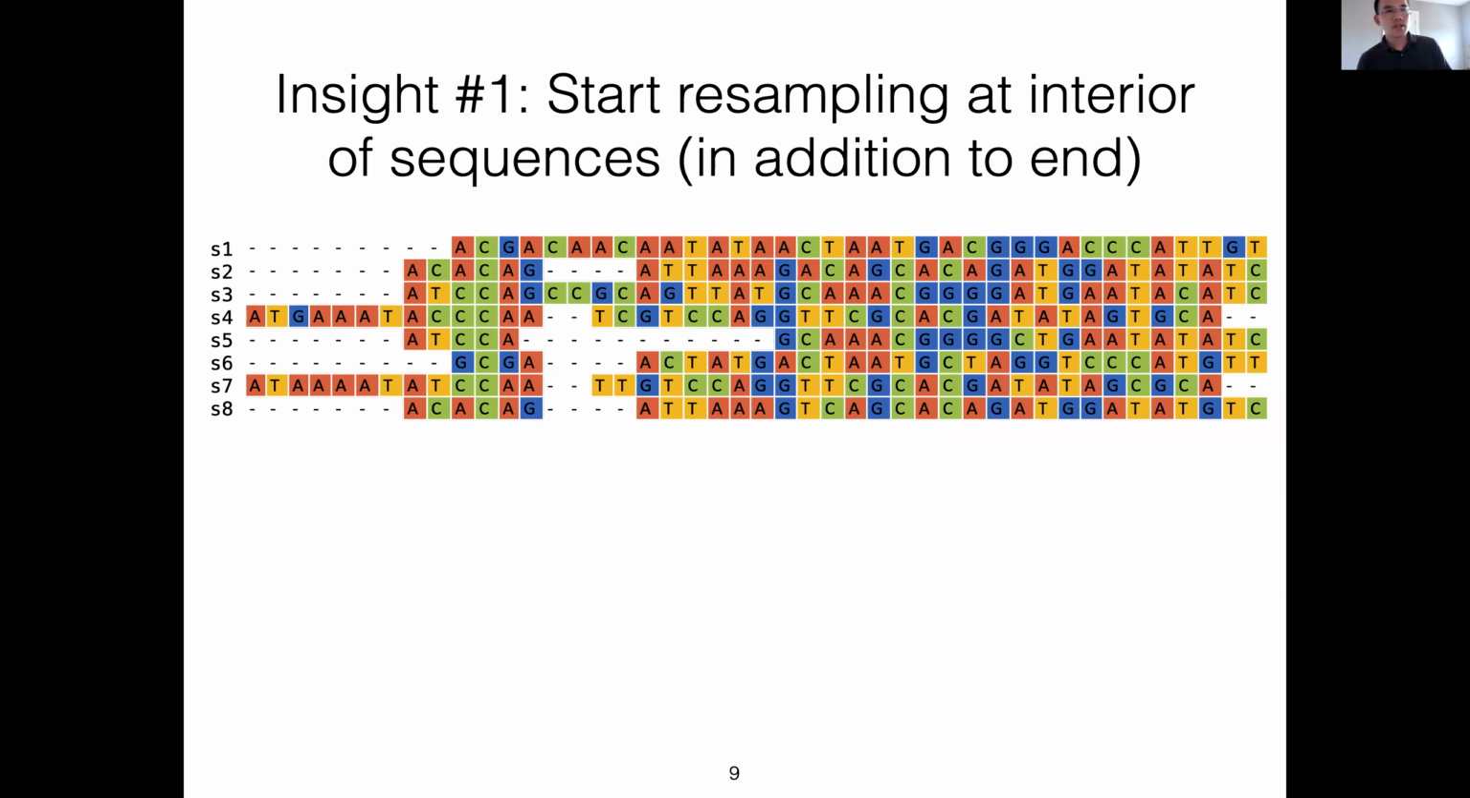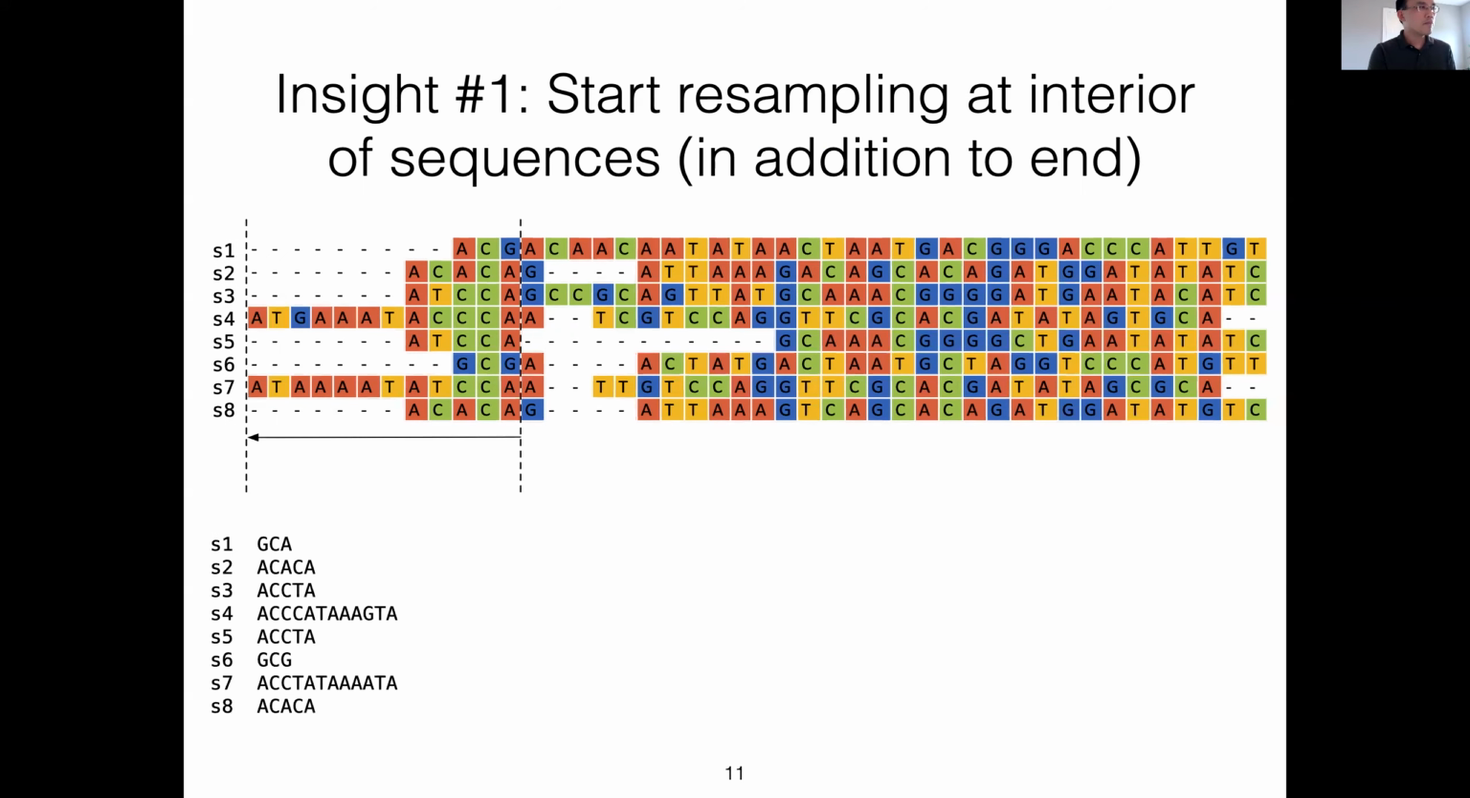First off, what we realized is that instead of resampling from the start or ends of the sequences, we can simply do so from the interior. So for example, in this illustrated example, pretend for the sake of discussion that you have a set of aligned data. And now here you're sampling from the interior of the sequences.